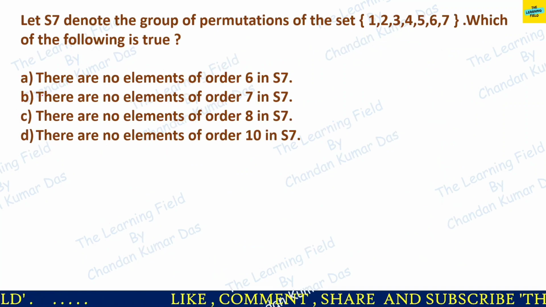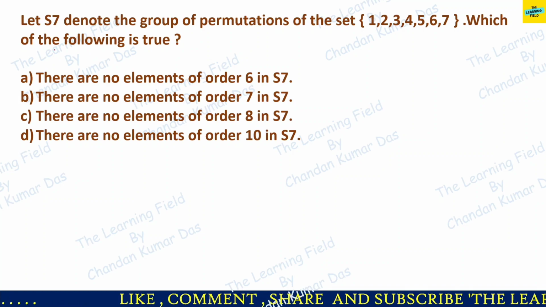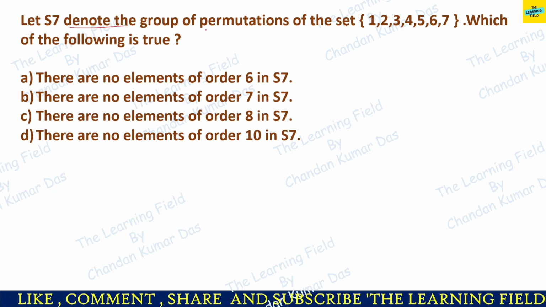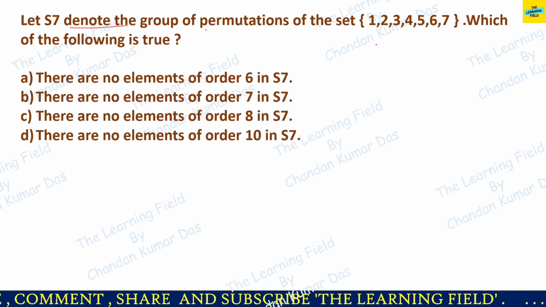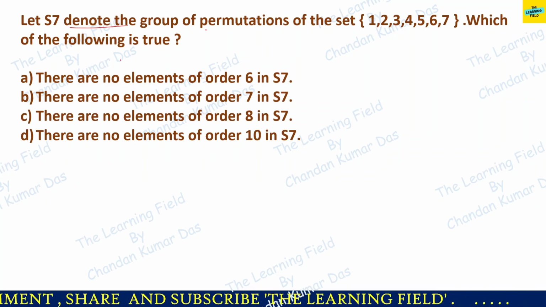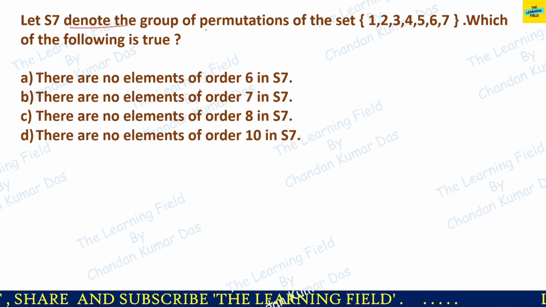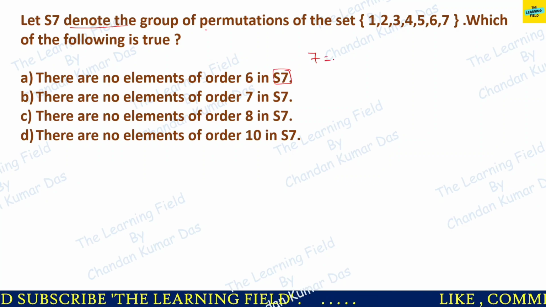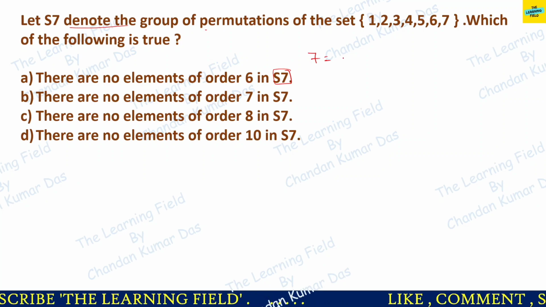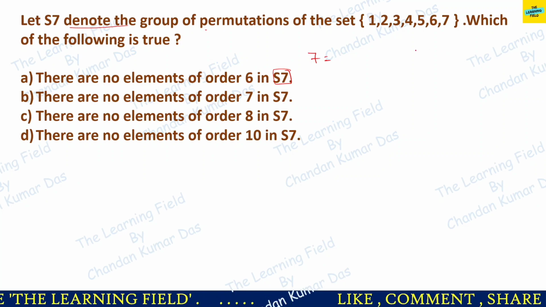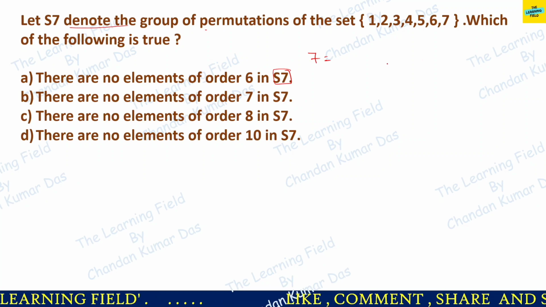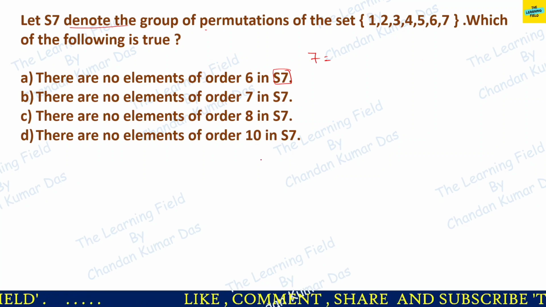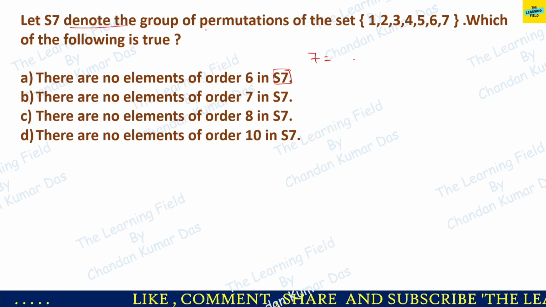Now go to the next question. The question says: let S7 denote the group of permutations of the set 1, 2, 3, 4, 5, 6, 7. Then which of the following is true? There is no element of order 6 in S7. So we write the class equations for 7 and take the LCM of these parts, and find whether we get the LCM 6, 7, 8 or 10. This is the main motive to solve the question.